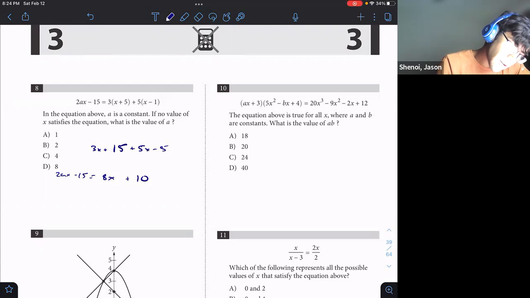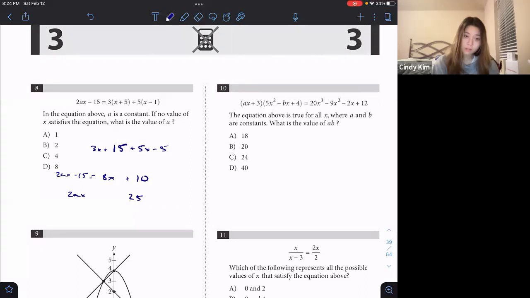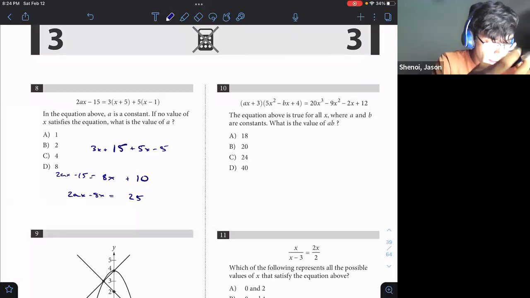If a is a constant and no value of x satisfies the equation, what is the value of a? So you move this around, you get 25. And then minus 8x equals 25. Yeah, exactly. No value of x satisfies the equation. Then the answer is C?